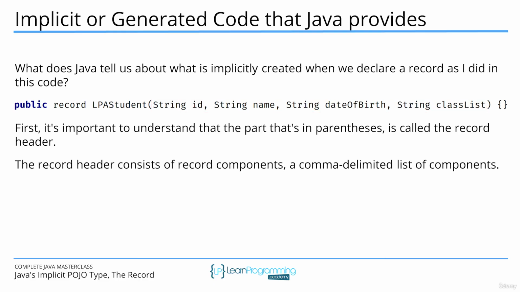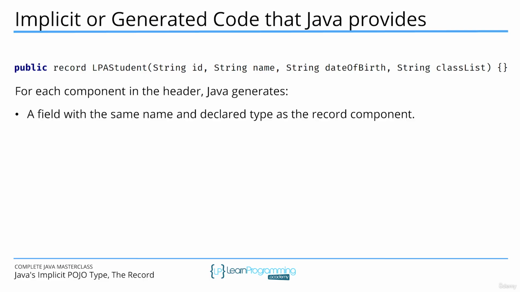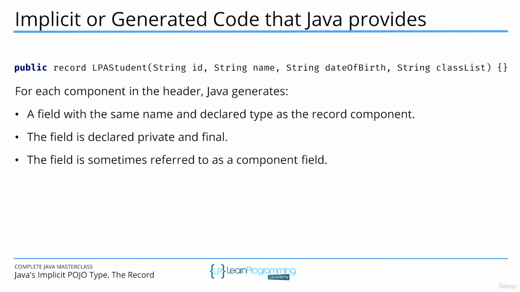The record header consists of record components, a comma delimited list of components. For each component in the header, Java generates a field with the same name and declared type as the record component. It sets up fields for us as we have them in the parentheses. These become the fields of the record. The field is declared private and final. I'll be talking about final more later, but simply put, it means the field can't be modified. The field is sometimes referred to as a component field.